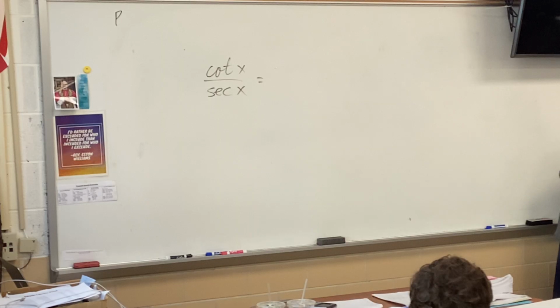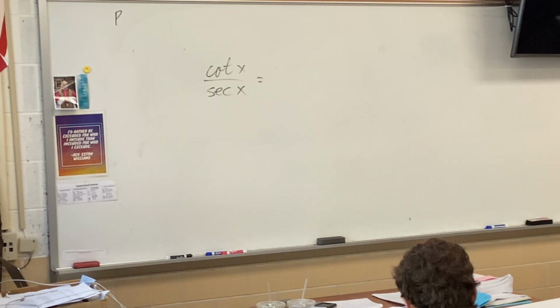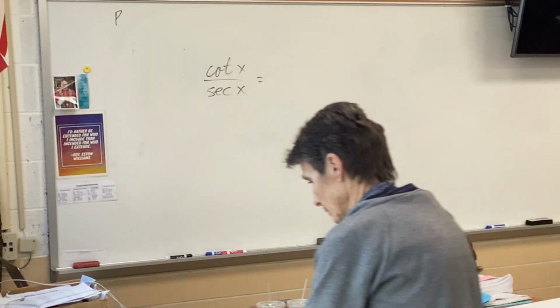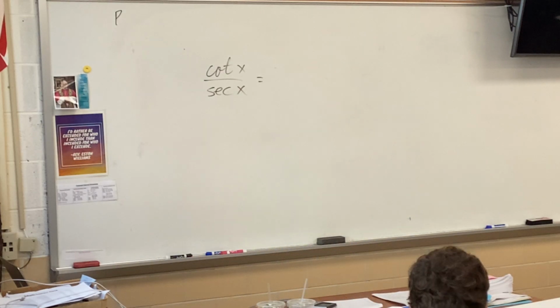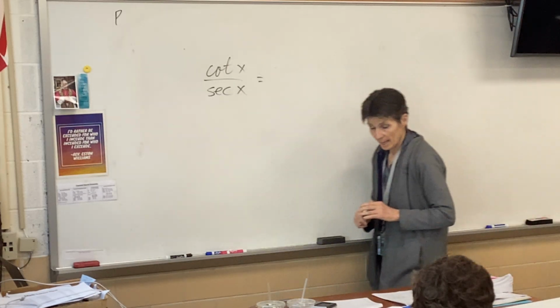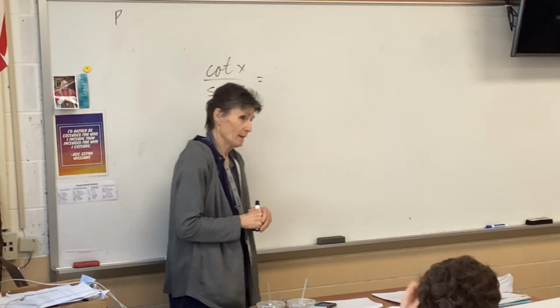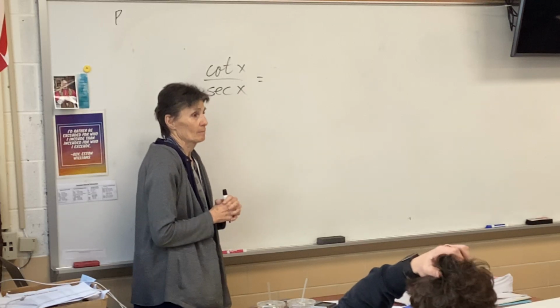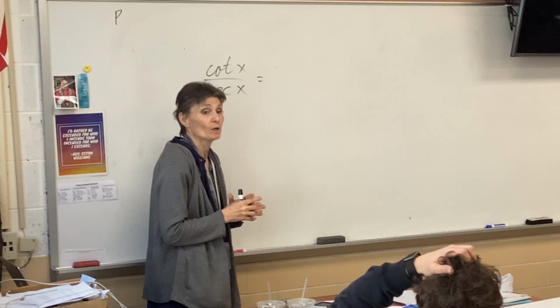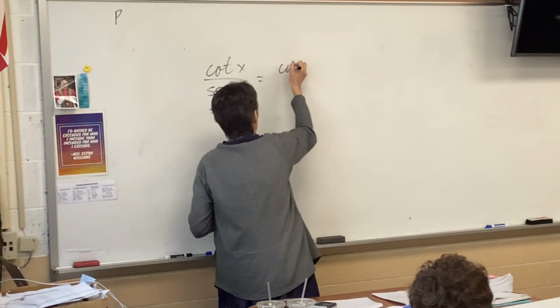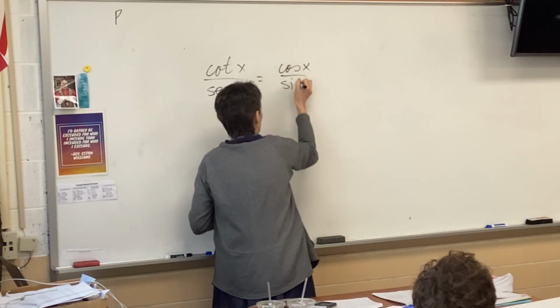What do we know about cotangent? Well, it's the reciprocal of tangent. What else do we know about it? X over y. What else do we know about it? Still waiting to hear the one I want to hear. All those are right. Cosine over sine. So I'm going to think of this as cosine over sine.